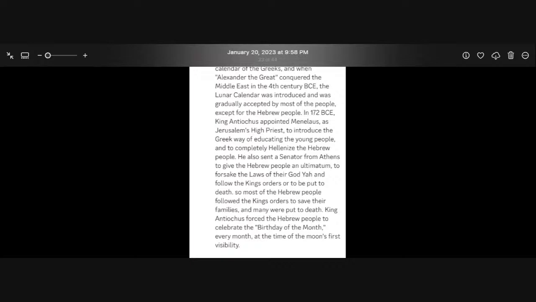In 172 BC, now we've gone on, what is that, 250 years, King Antiochus, Antichrist, appointed Menelaus as Jerusalem high priest to introduce the Greek way of educating the young people. So what do they do in order to make something stick? They don't go after the adults and go to war with them and kill them all. It doesn't work. That just galvanizes the people. What they do is they begin teaching the children in school.